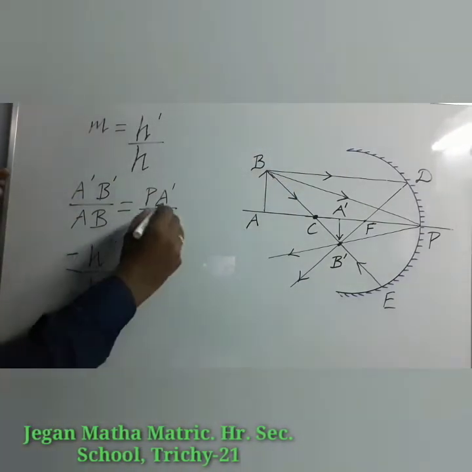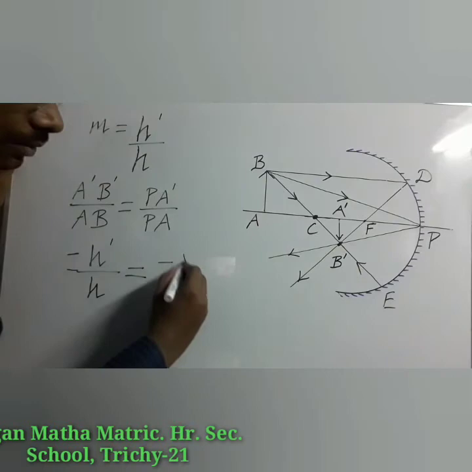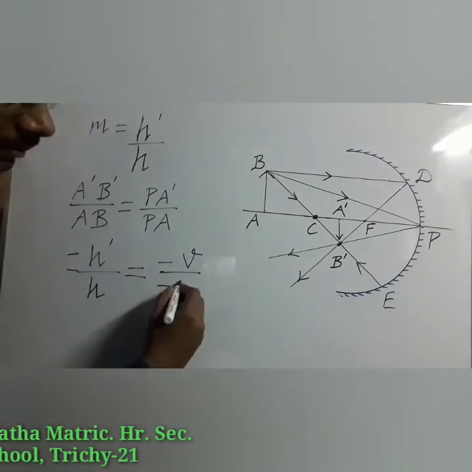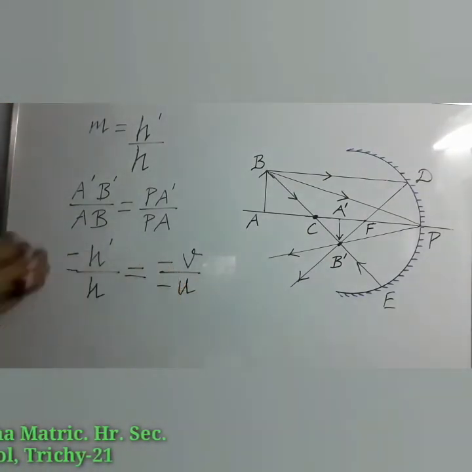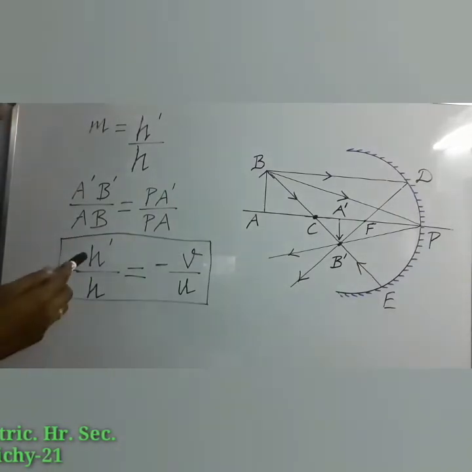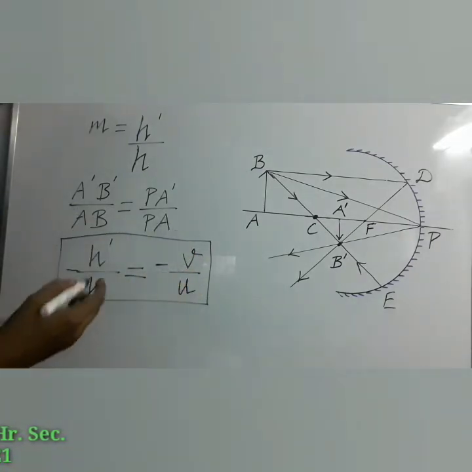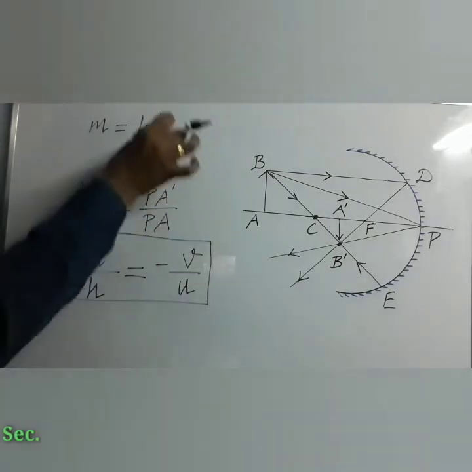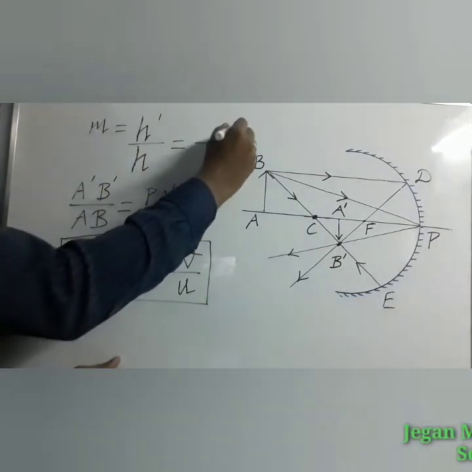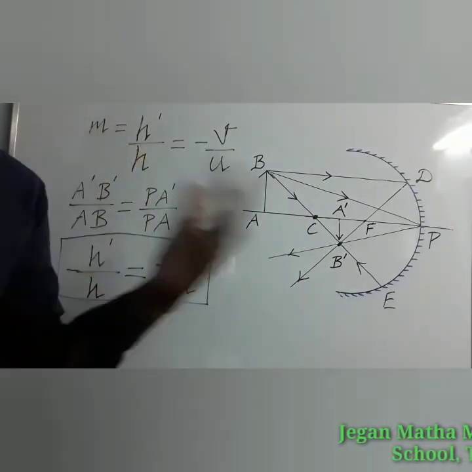The height of the object is upwards, so it gets the positive sign. That is equal to A dash, you know that already, the image distance, which is at the left side, so minus v, by PA, the object distance, which is also at the left side of the mirror, so minus u. So minus minus can be cancelled. This minus can be taken to that side. We have found another value for the ratio between the heights. So h dash by h is equal to minus v by u, and that can be substituted here. Already we know that magnification is equal to h dash by h. Now it is equal to minus v by u. So it is also a formula for magnification in the mirror.